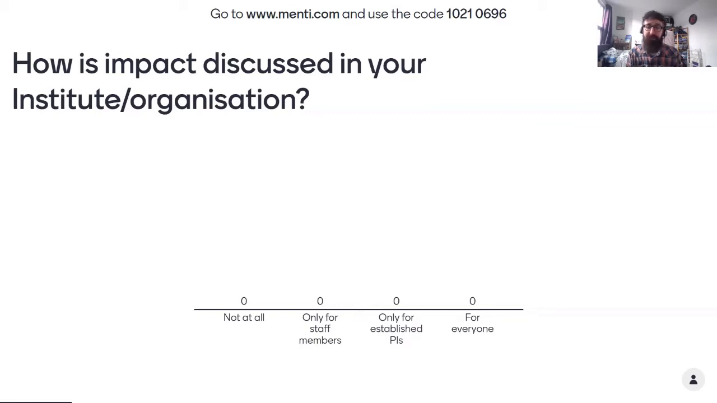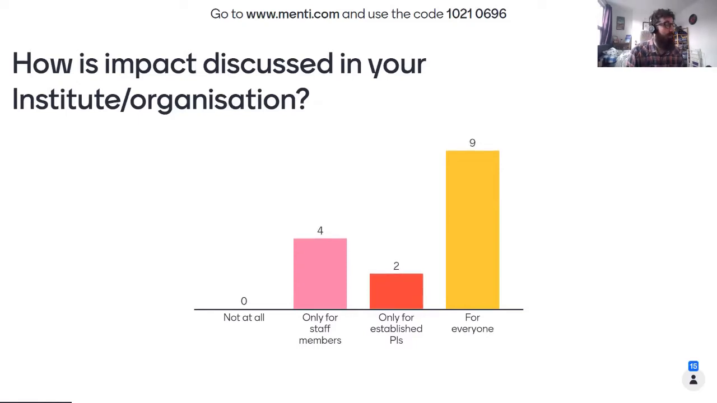Basically, to get things started, I'd ask: how is impact discussed within your institute or your organization? I know there are some people here who aren't necessarily from universities, but also from partner organizations. So that ranges from it's not really discussed at all, to it's only for certain senior staff, to it's for established PIs, you have to be quite established to be a part of it, or it's something that's seen for everyone and anyone can get involved. I'll give you a few seconds because you need to get onto menti.com, but it'd be great if we get as many participants as we can.